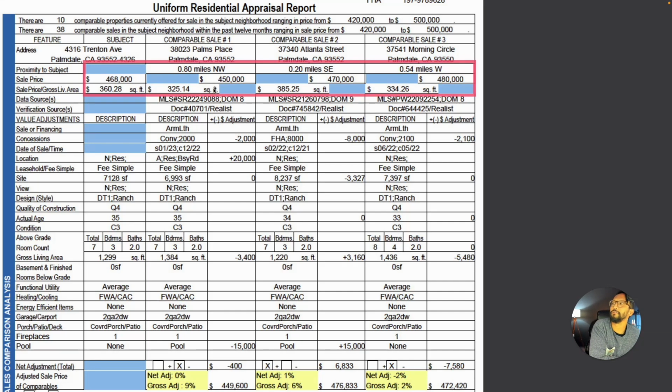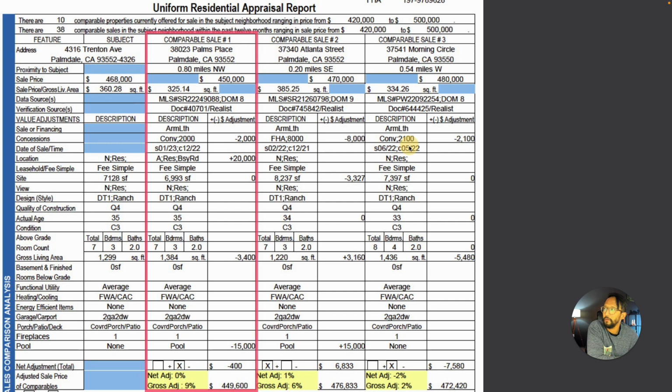Now, these all closed. This one closed at 450. This one closed at 470. This one closed at 480. Let's go through each one. Well, we're not going to go through each one. Let's go through the first one. So we look at comparable sale number 1, and this one closed at 450.